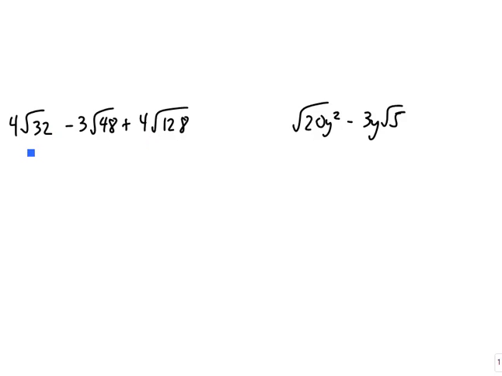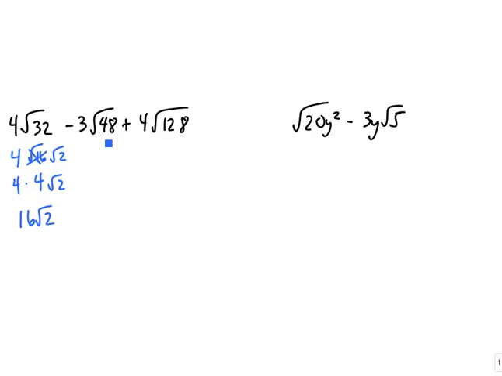So just like in the last problem, the square root of 32 we're going to break up into square root of 16 times square root of 2, and the 4 out front stays put. Square root of 16 turns into a 4, and that 4 times the 4 that was already out front makes this 16 root 2.